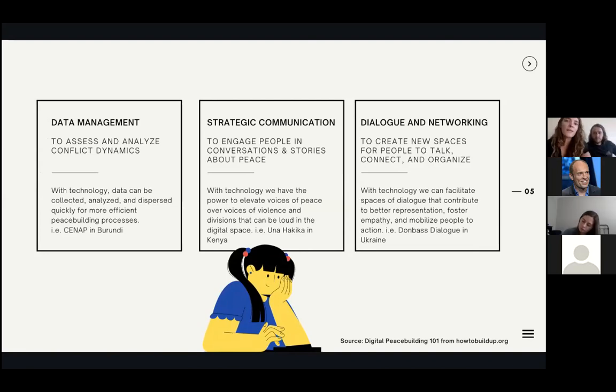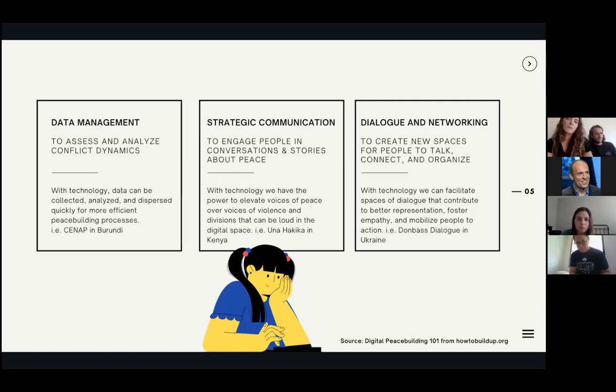So the first way that technology can be used to build peace is through data management. Today with technology, we can have data accessed so quickly, collected so quickly, analyzed so quickly, just at the touch of our fingertips. So with that being the case today, it creates more effective and efficient peace building processes. An example of where data management is being used to build peace in the world is with an organization called Conflict Alert and Prevention Center in Burundi.